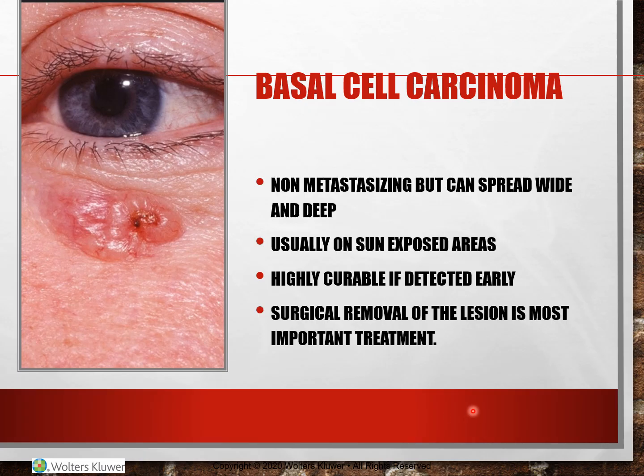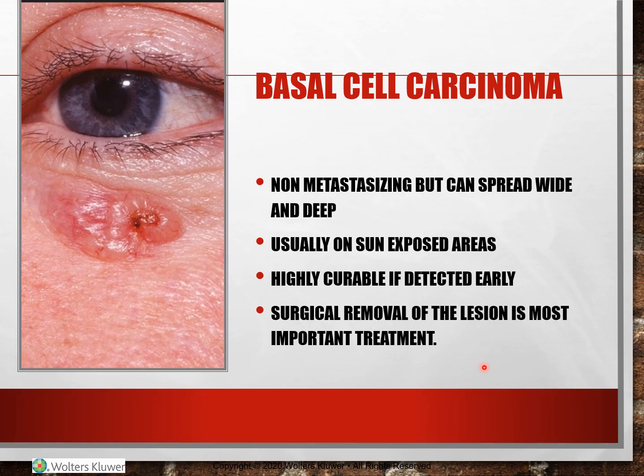The final type of skin cancer we'll talk about is a basal cell carcinoma. These carcinomas don't typically metastasize, but they can spread very wide and very deep within the layers of the skin. If you remember back to that picture where I showed you the different areas of skin that these can invade, a basal cell carcinoma was kind of that middle lesion that dug itself deep down into the skin layers.